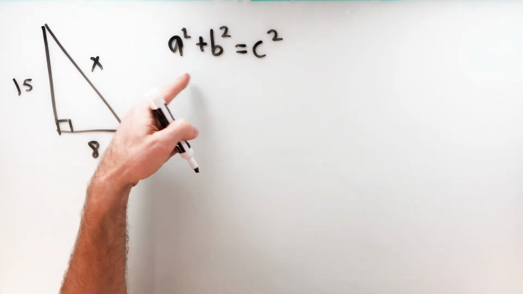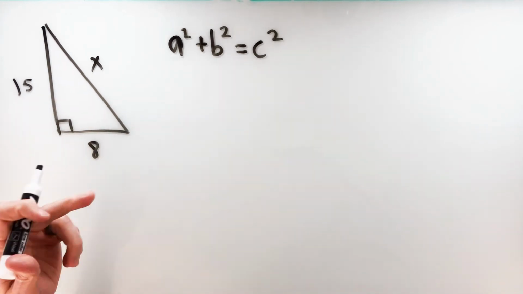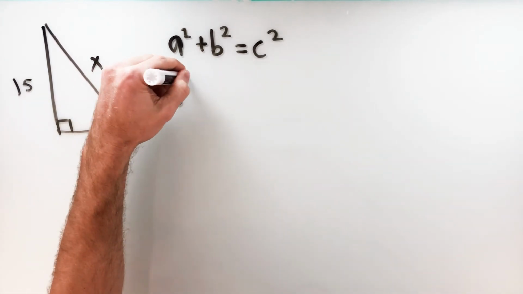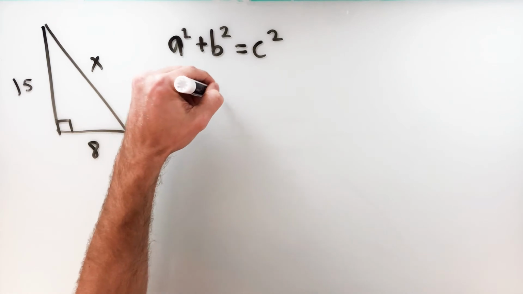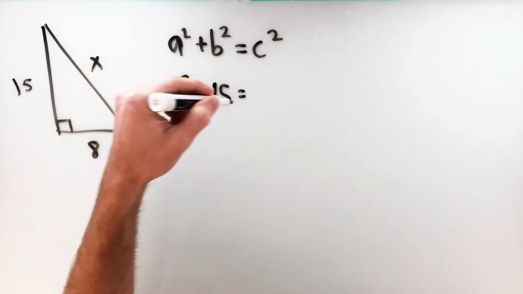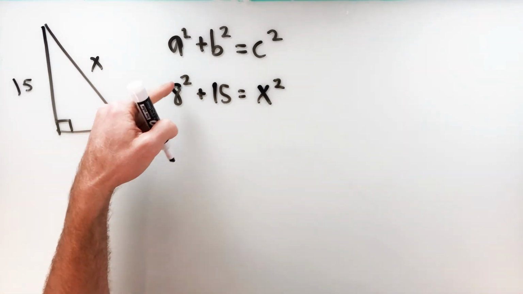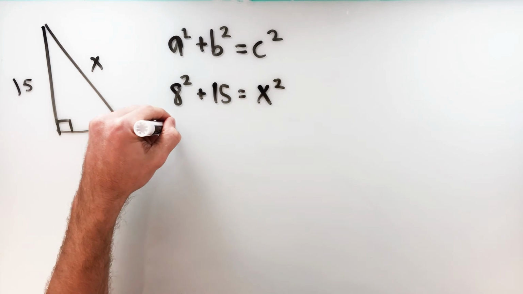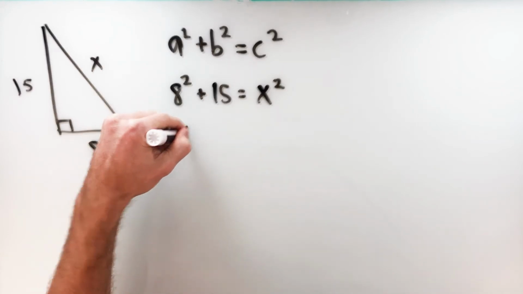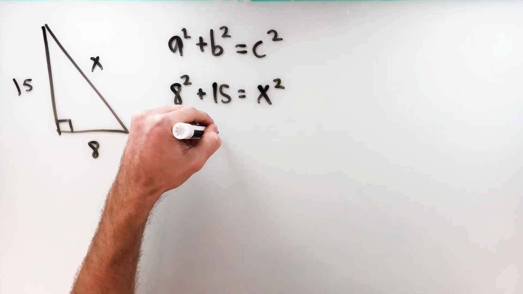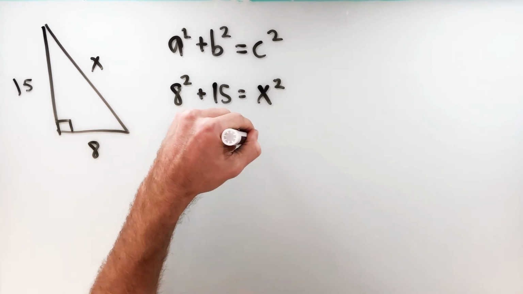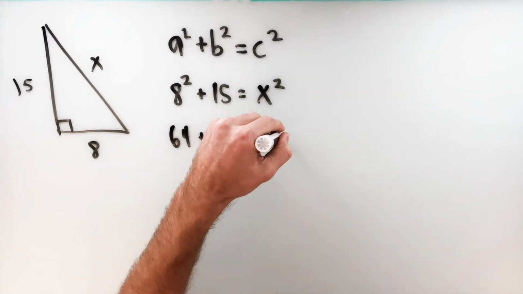So a and b, again, it doesn't matter which one's which. I usually go with the smaller one as a. So we'll say 8 squared plus 15 squared equals c squared, which we don't know, so we call that x squared. Okay, so we get to do a little bit of algebra here. 8 squared is 64. 8 times 8, 64. 15 squared, 15 times 15 is 225, which is equal to x squared.